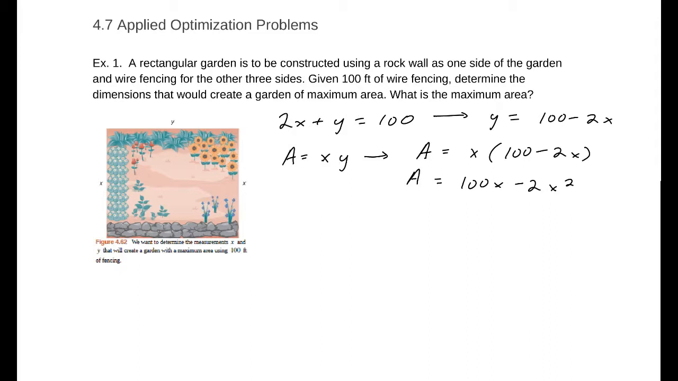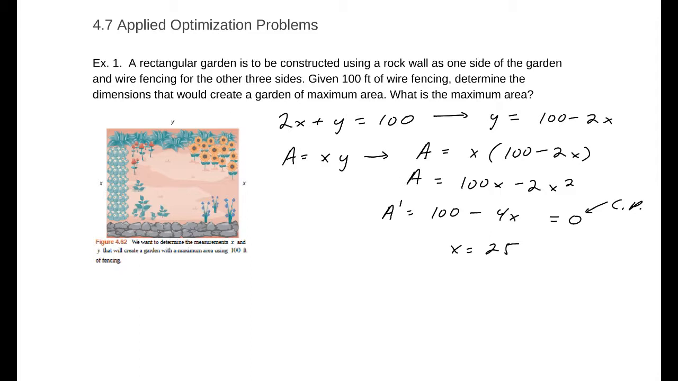Now we want to find the critical points because we want to maximize this. So to find the critical points, we'll take the derivative and set it equal to 0. Take the derivative, so A prime is 100 minus 4x. Set that equal to 0. That will help us find the critical points, which tells us that x equals 25. Now, since this is the only critical point, this is going to have to be our point of maximum area. In fact, if you notice, the area function is a parabola facing down. So that must be the maximum value.